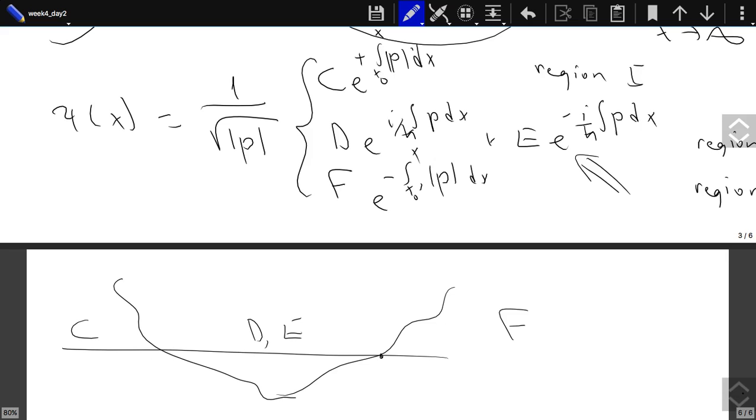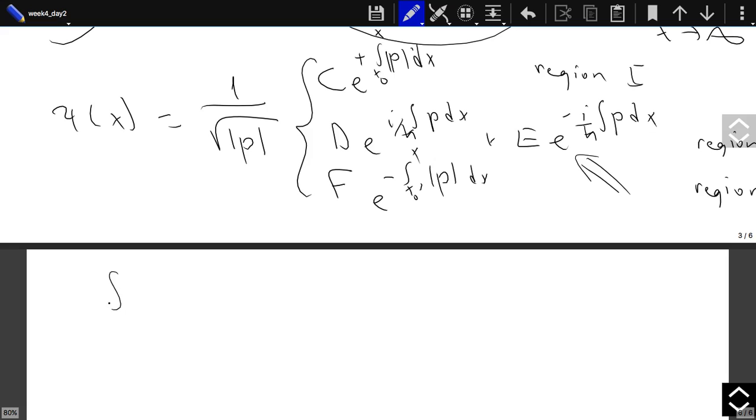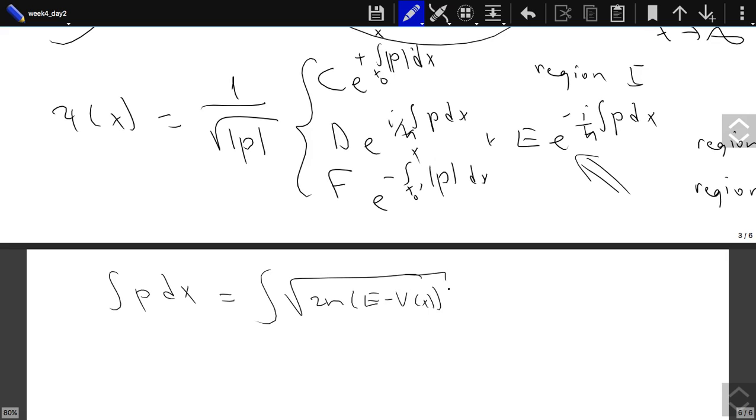So let's see, this is what we should do. We need to evaluate this integral of p dx somehow if we want to match these solutions. And if you remember, p was nothing but the square root of 2m(E minus V(x)). Well, without knowing V(x), we cannot do anything. But since we want to be using this WKB solution to match two different regions, the WKB solution is valid only in the region where we can expand V linearly.